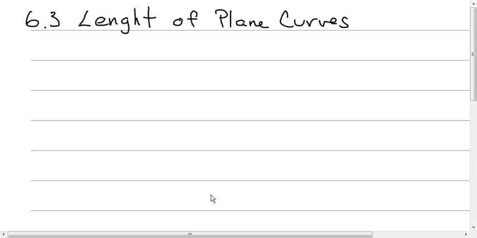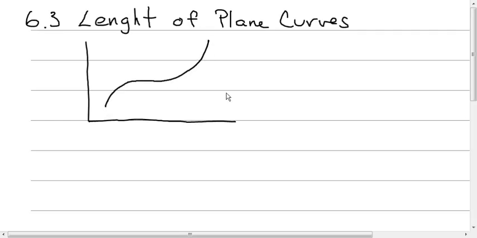Okay, Chapter 6, Section 3, Length of Plane Curves. This is referring to the idea that we can measure the length of a curve. So here is a curve, and the question is, how long is that curve? Well, we'd have to think a little bit about that and how we're going to measure it.